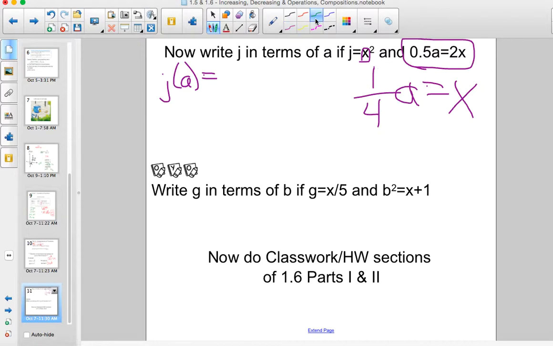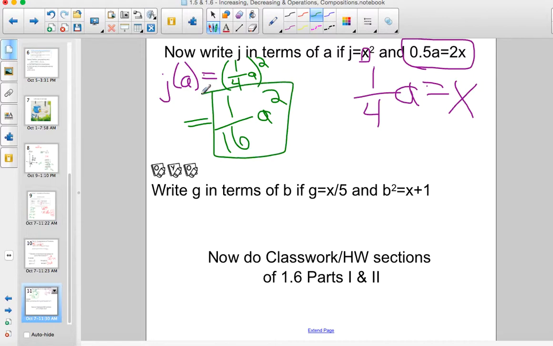So I'm going to keep going here, and I'm going to say j is equal to not x squared, but 1/4 a, and then all squared, right? So what I've done is now I don't have any x's, which is good because I wanted to write j in terms of a. So those are the only two letters I want here. So then I would say j in terms of a is going to be 1/16 a squared. Or a squared over 16 is probably better, but same thing, right? And that would be your answer.